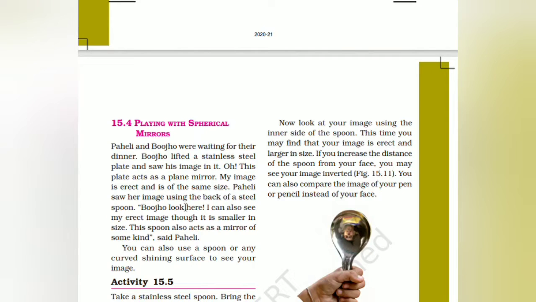Paheli saw her image using the back of a steel spoon. Bojo, look here. I can also see my erect image, though it is smaller in size. So when seen on the front side, the front portion of the stainless steel spoon, the image is erect and of the same size. But when the spoon is reversed, her image is found to be smaller than the original.